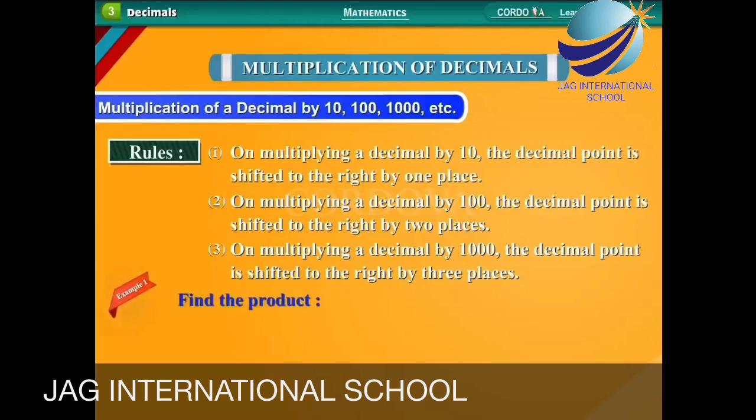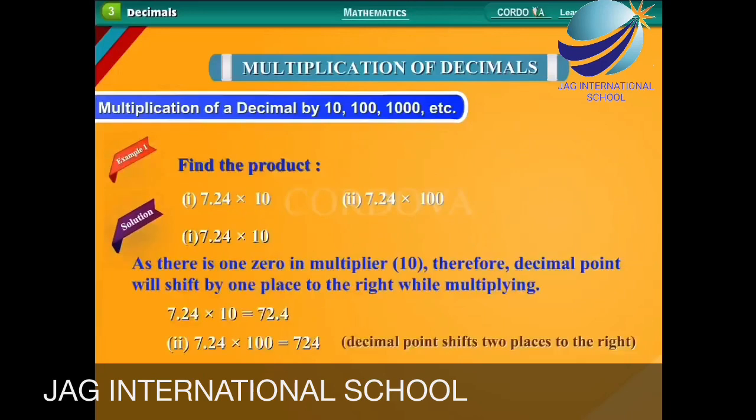Example 1. Find the product: 7.24 into 10, 7.24 into 100. Solution. 7.24 into 10. As there is one zero in the multiplier 10, the decimal point will shift by one place to the right while multiplying. 7.24 into 10 is equal to 72.4. 7.24 into 100 is equal to 724. The decimal point shifts two places to the right.